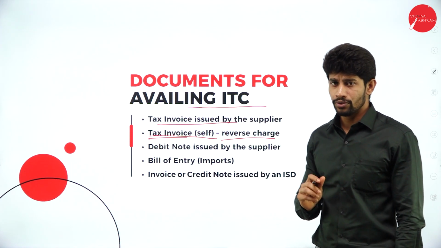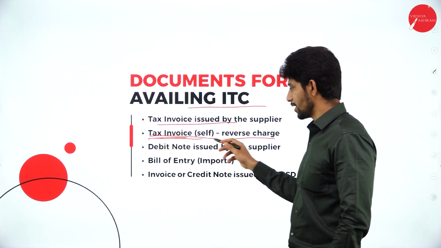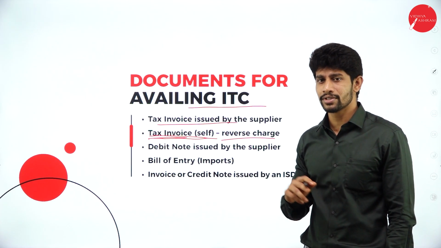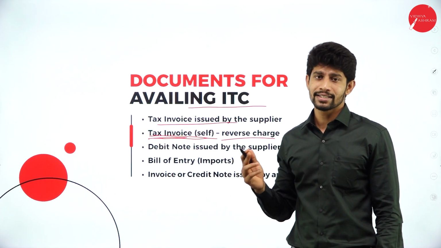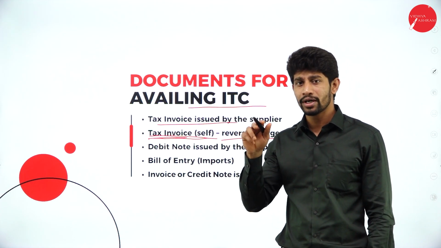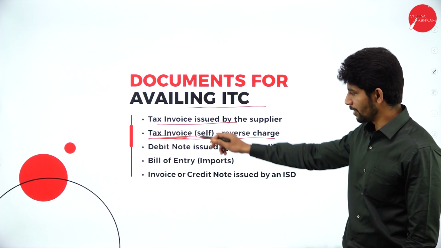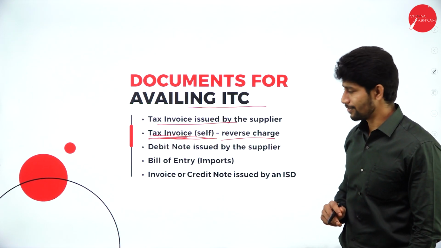So what you are supposed to do, as a registered dealer, is raise the tax invoice. If he is a registered person, then he will raise the tax invoice. Here he is not a registered person, but as a purchaser, you are a registered person, so you have to raise the self-tax invoice. You should be in possession of the self-tax invoice.